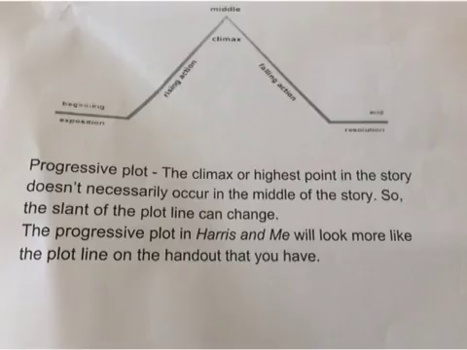The first book of the year that we're going to read, Harris and Me, has a progressive plot. This means the climax or highest point in the story does not necessarily occur in the middle of the story, so the slant of the plot diagram can change. It will look a little bit more like a cliffhanger ending, but not quite as steep. The progressive plot in Harris and Me will look like the plot line handout that you will get in a minute.